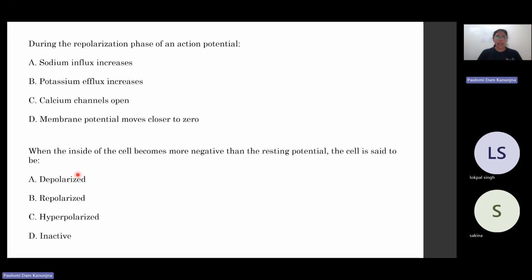Right. So we know repolarization already. Just another question to help you understand that. During the repolarization phase, what happens? And when the inside of the cell becomes more negative than the resting potential, what happens to the cell? Just imagine your ion concentration and then answer the questions. Depolarization. You can type also. It's okay. You can type. No worries.